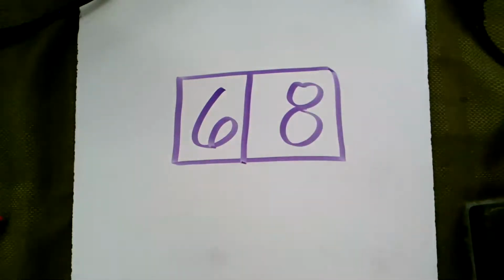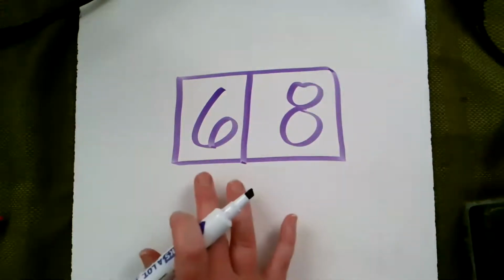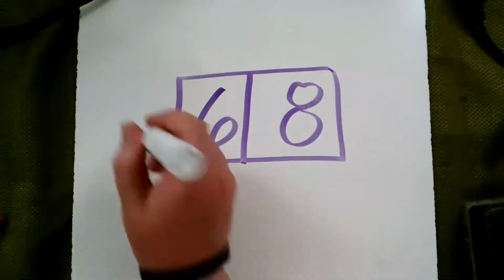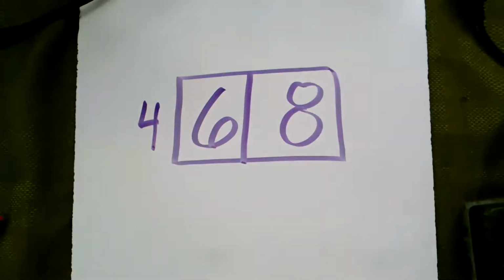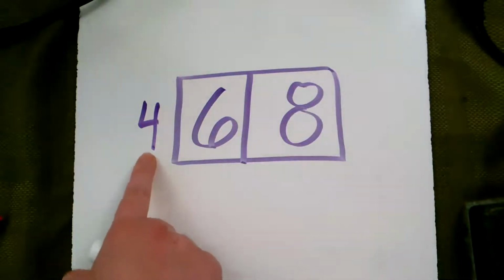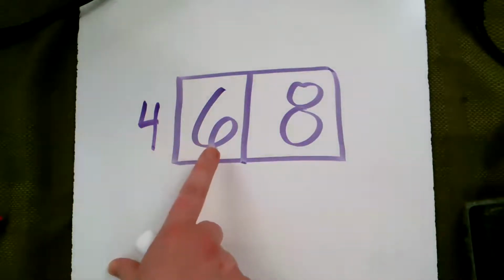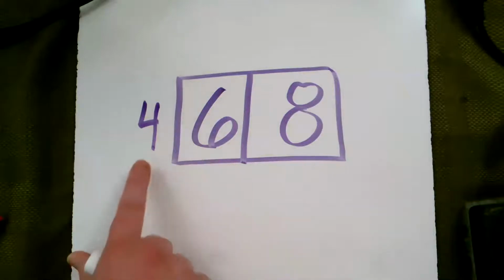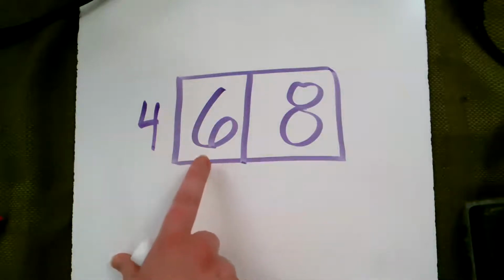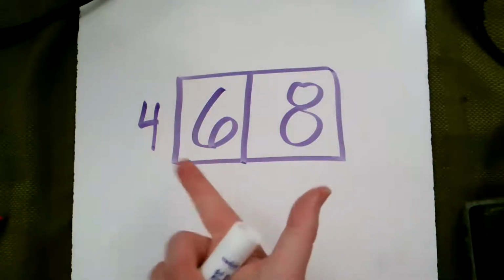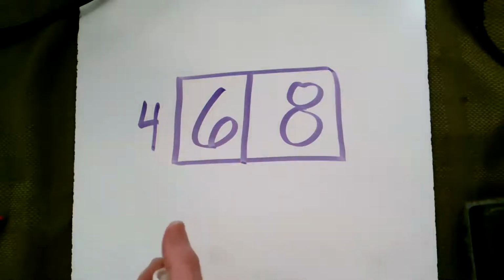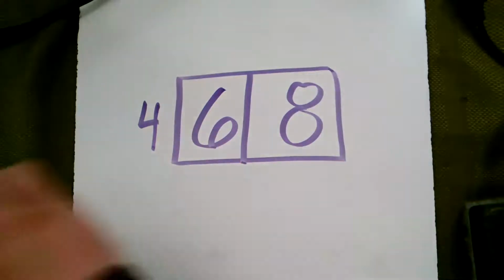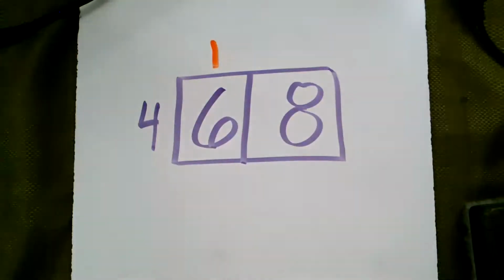Each number gets its own space, its own zone. So we're dividing 68 divided by 4. All right, first question: how many times can 4 go into 6? Counting by your multiples of 4: 4, 8, 12. Well, it looks like only once. We can only go one time.